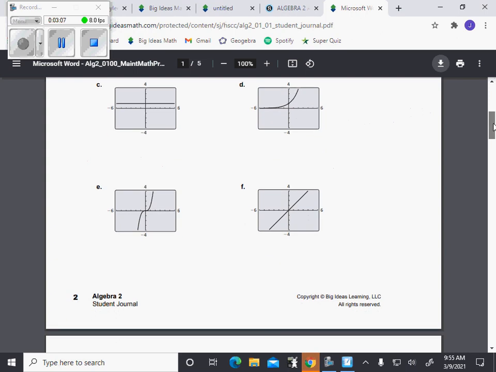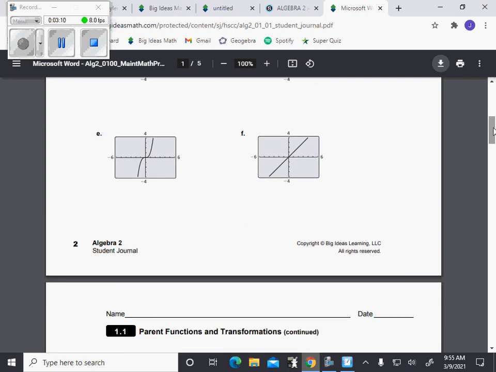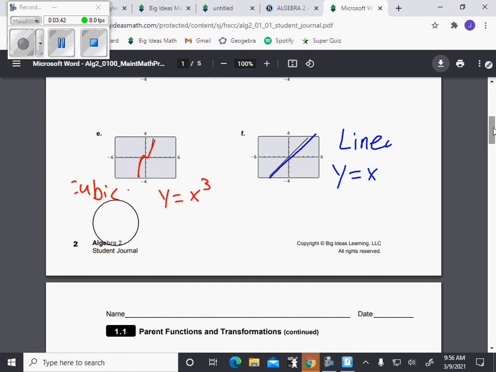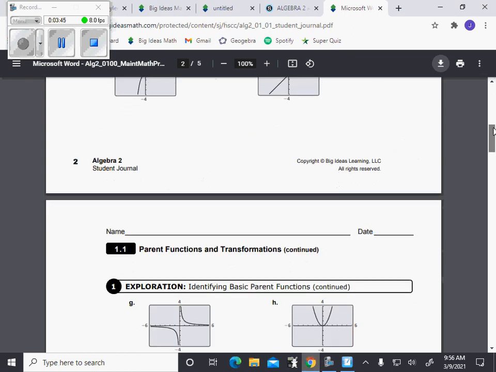Down here, letter E has just a quick little wiggle right there. That's a cubic graph. Cubic means 3. Y equals x to the third. That's our cubic graph. And then here, we have a nice line. This is our linear graph. This looks like y equals x. You should have learned about that linear graph in Algebra 1. You've probably been talking about linear graphs for a very long time.